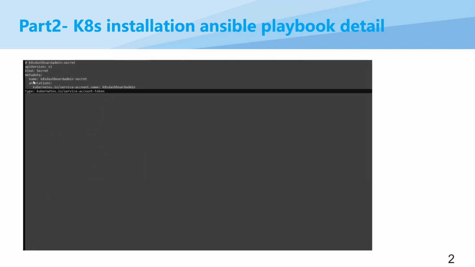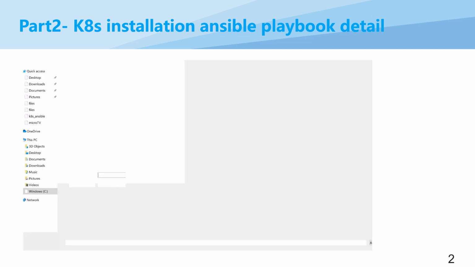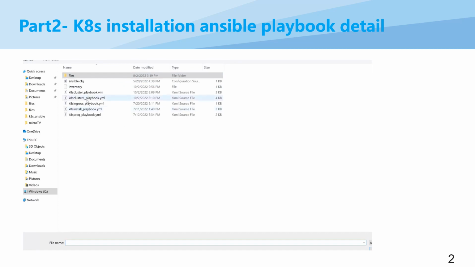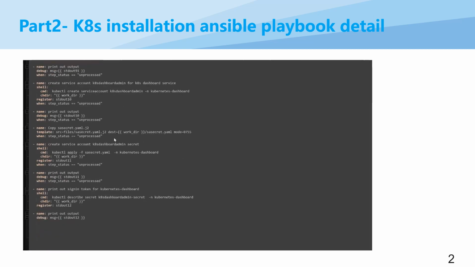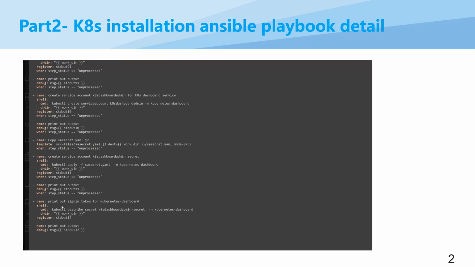You can see here, this is the secret YAML for Kubernetes 1.24, with the name, annotation, and type. After this YAML is applied, it will manually create that secret. So we can use this command, kubectl describe secret, with that secret name and the namespace kubernetes-dashboard.